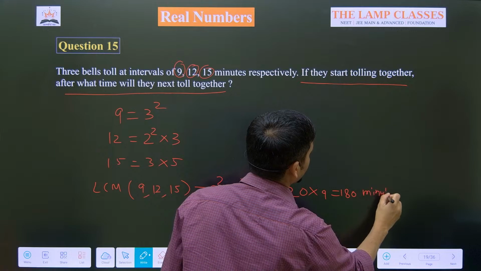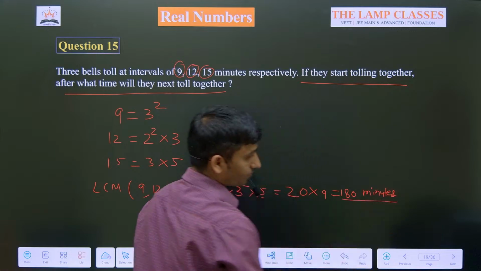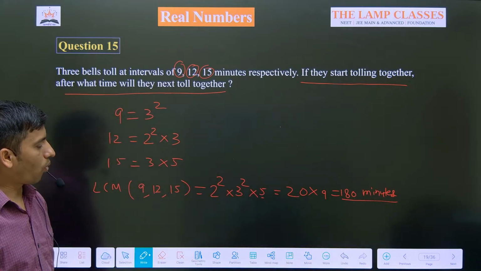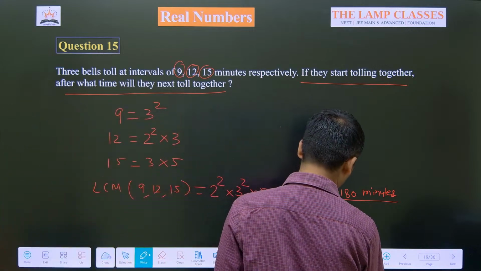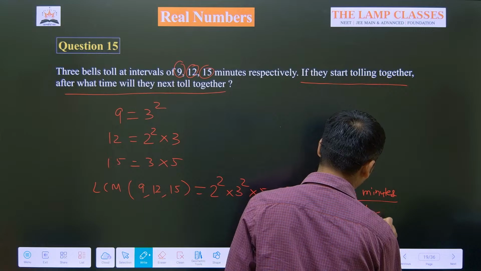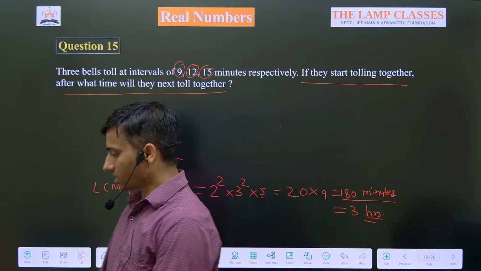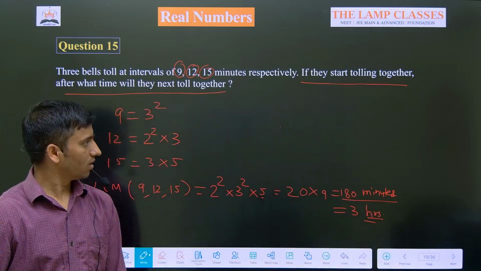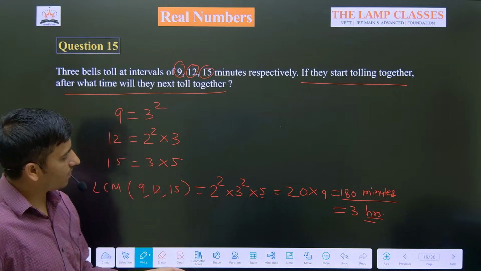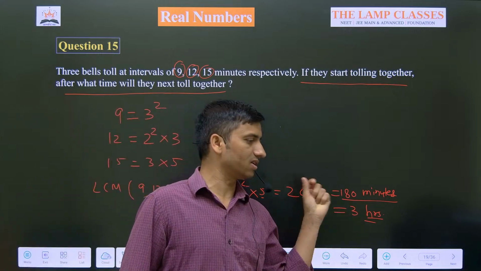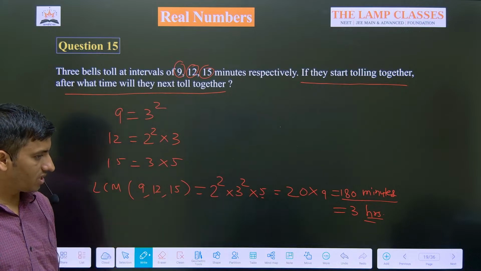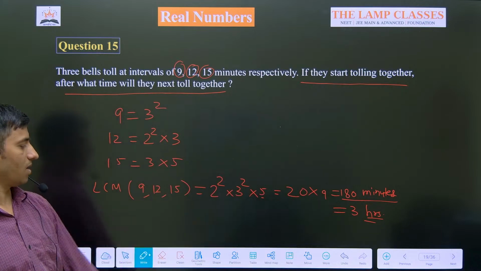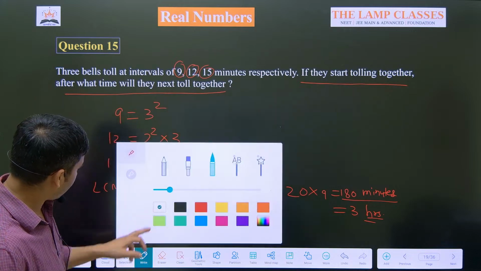Are you getting? That means after 180 minutes they are going to ring again together, which you should convert into hours, na, 3 hours. If they start together, then the first time they will be ringing together will be after 3 hours. Are you getting it? Yeah, correct. Now here again the previous question type part might be asked, na.